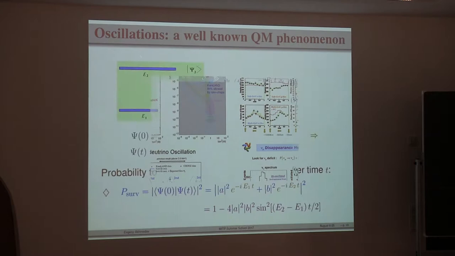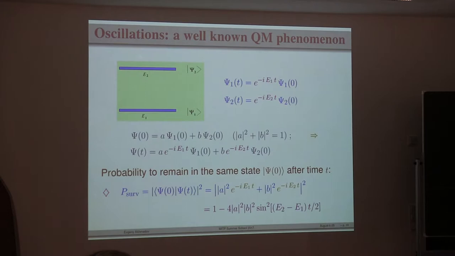Okay. Now, even though the oscillation phenomenon may look a little bit strange, it's actually quite well known in quantum mechanics. In any textbook of quantum mechanics, you can find an example of a two-level quantum system. So we have two energy levels, E1, E2, which are described by the states Psi1 and Psi2. And we know that these are stationary states, which means that upon time, they evolve into themselves multiplied by the phase factor exponential minus i energy times t. Okay? And therefore, the probability of finding a system in one of these two states doesn't change with time.